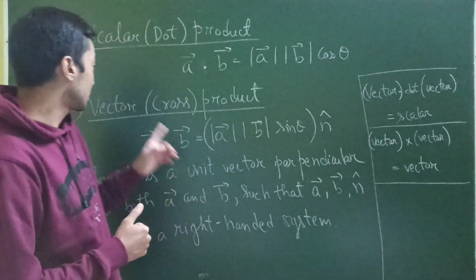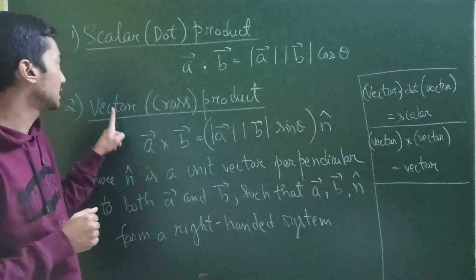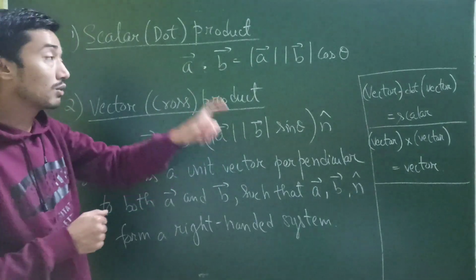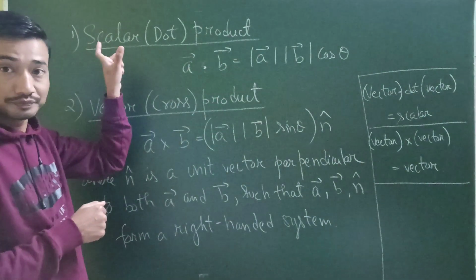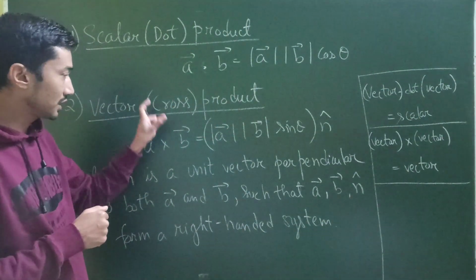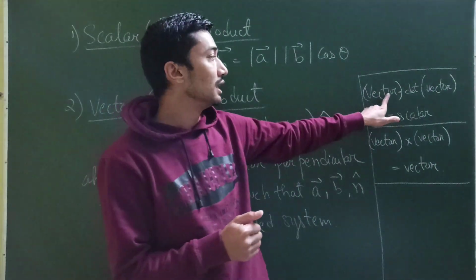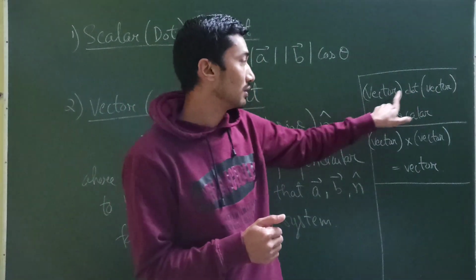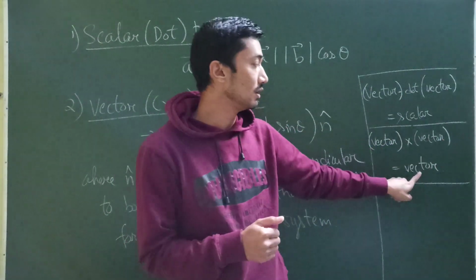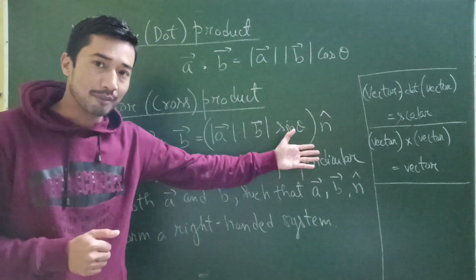As the name suggests, and in the previous video also we discussed briefly, the scalar dot product of two vectors will result in a scalar quantity. That's why it was the scalar dot product. This is the vector cross product. That means the cross product of two vectors will result in a vector quantity. As I mentioned here, vector dot vector will result in a scalar, and vector cross vector will result in a vector quantity.